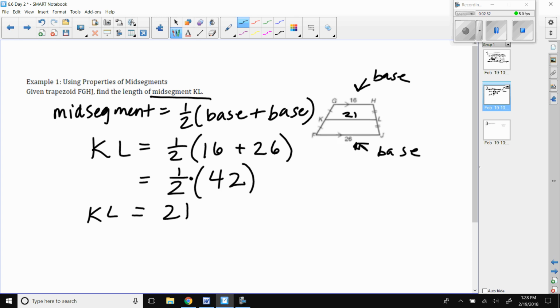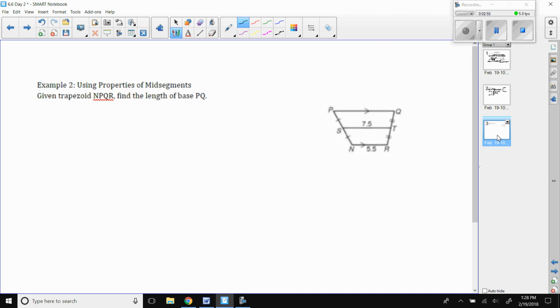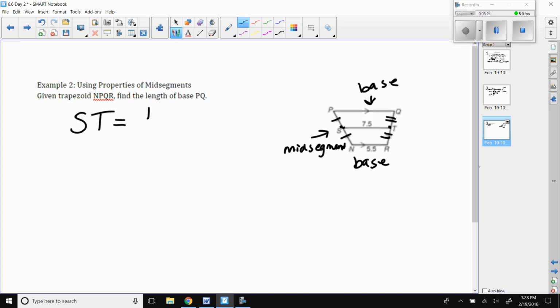In number 2, we have trapezoid NPQR. We want to find the length of this base here. This one's a bit more difficult. We have the base, and then we have the midsegment through the middle. Notice that this is the midsegment. You're talking about these two congruent, S is the midpoint, and then these two congruent here, T is the midpoint. So that's how we know ST is the midsegment. So we still are talking about ST equaling 1/2, and then both the bases, PQ plus NR. Okay? I do know what ST is, so I'm going to fill it in.